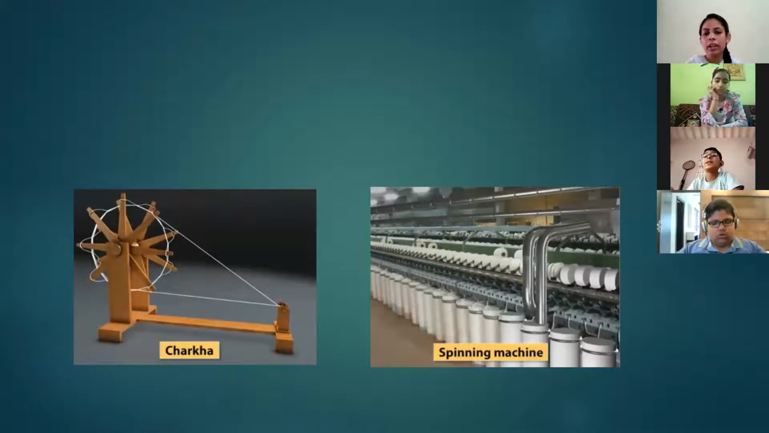It is a handmade charkha, made up of bamboo. In this we made cotton clothes also by the use of this charkha.